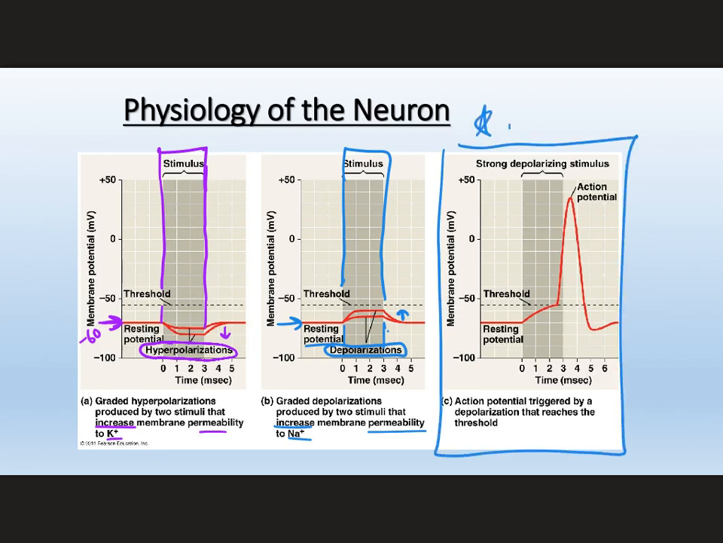This third picture is the one that really shows us what a neuron does when it's activated. So this is what an activated neuron would look like graphically. Let's break all this down. We've got a beginning at rest. We've got a stimulus that is a significant depolarization. It opens lots of sodium channels.